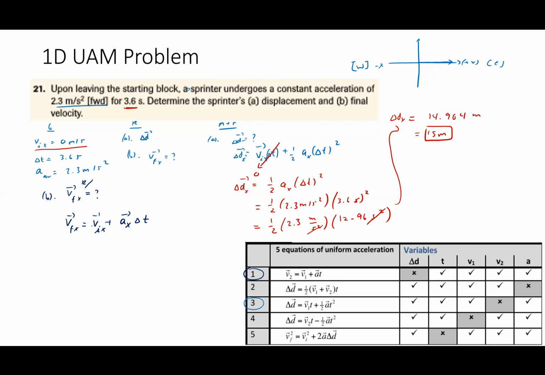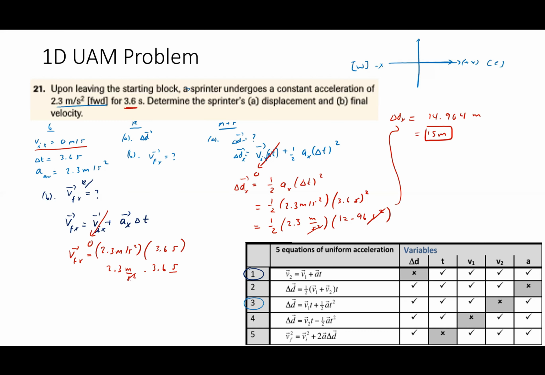And because you know that this value here is 0, then your final velocity on the x component is basically acceleration, which was 2.3 meters per second squared, times delta t, which was 3.6 seconds, right? And once again, we can use dimensional analysis, guys. You take a look at this, multiplying this by 3.6 seconds, you're doing seconds squared over seconds, right?